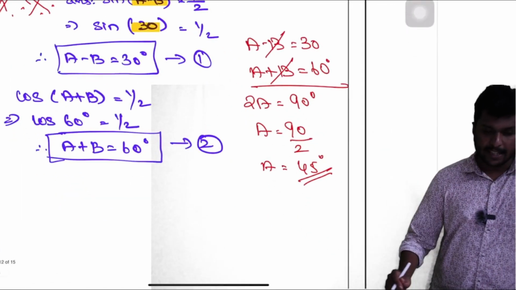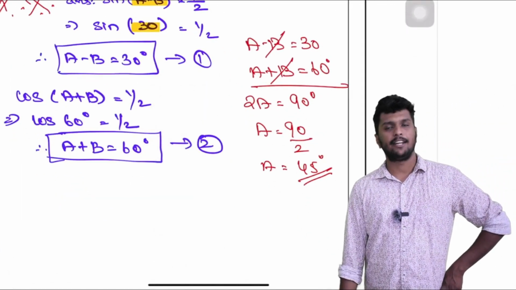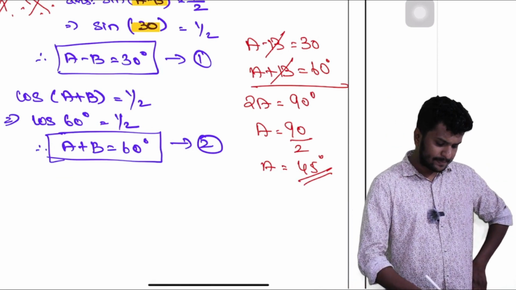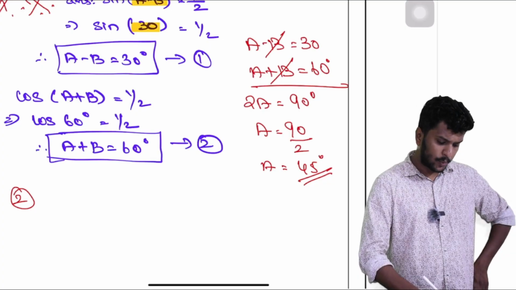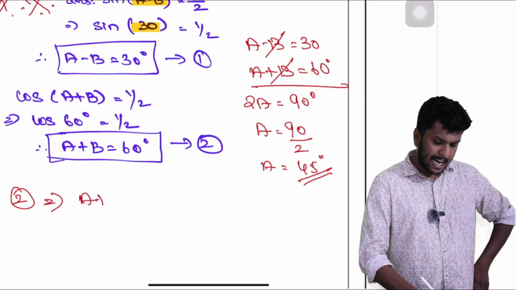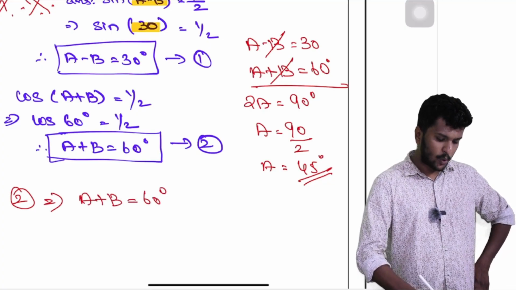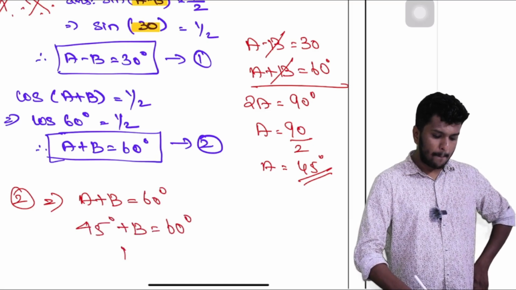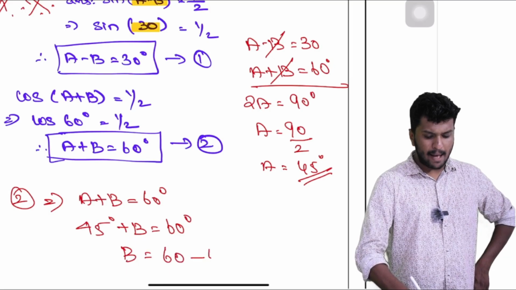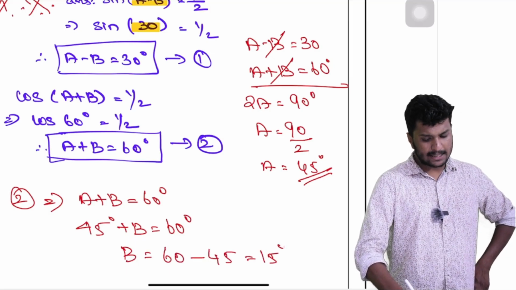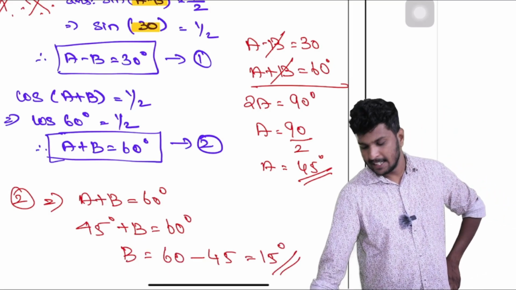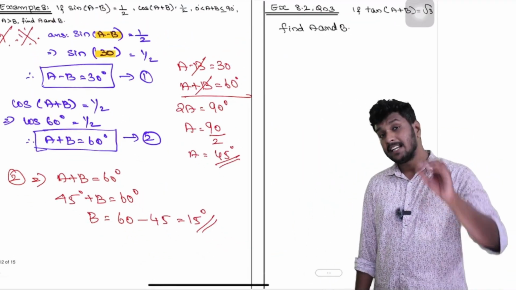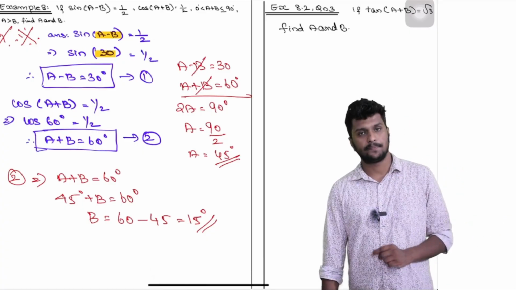So look here all, you're getting the value of a as 45 degree. Is it over? No. Put the a value in the second equation, a plus b equals 60 degree. So 45 plus b equals 60 degree. b equals 60 minus 45, b equals 15 degrees. So this is how you find questions of this type. Very easy question, but very important also.